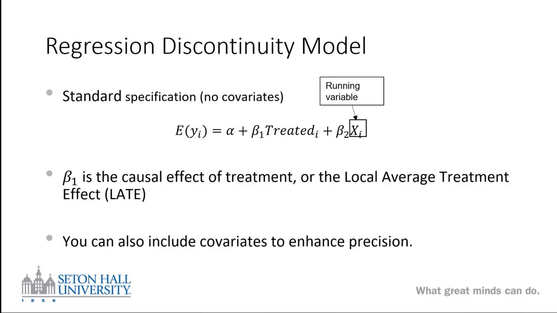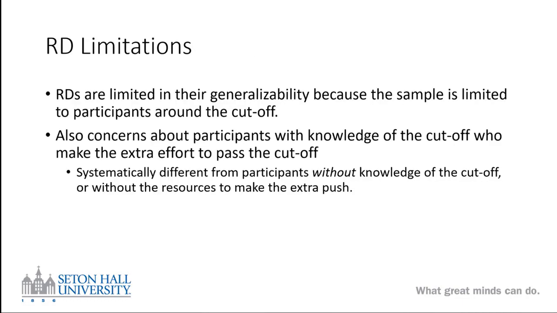And so we call beta 1 the local average treatment effect, or the LATE. And why we call it the local average treatment effect is because our generalizability with regression discontinuities is limited to the participants around the cutoff. Because the further away you get from the cutoff, the more different the students get. Right? So a student who makes a 15 on the ACT and a student who makes a 14 are essentially identical. And you can start to make the argument students who make an 18 on the ACT might be essentially identical as students who make a 13, right?